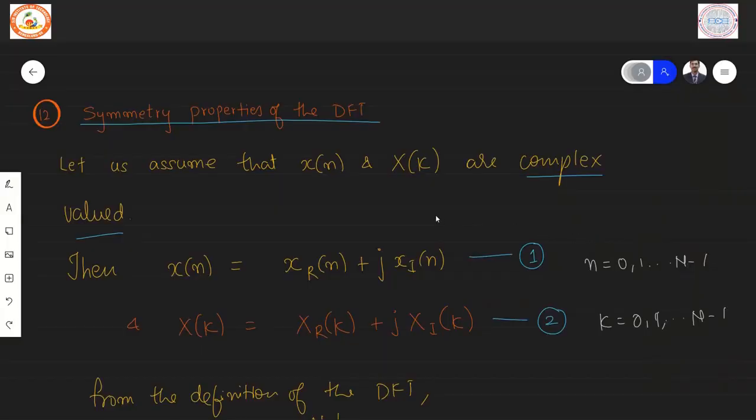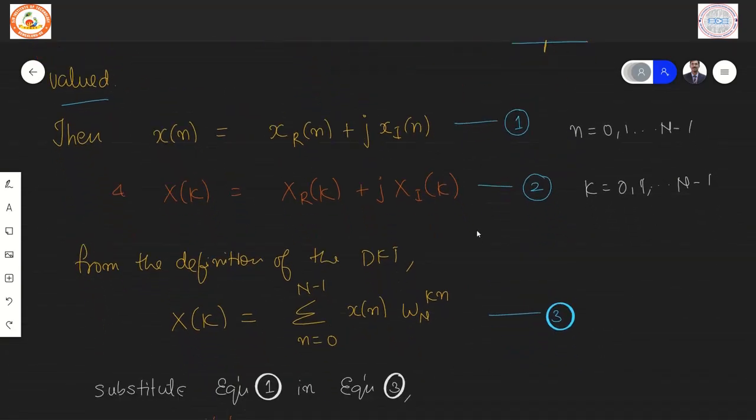Let us discuss the symmetry properties of the DFT. First, we assume that the input x of n and its DFT x of k are both complex valued. Then, we can express x of n as xr of n plus j times xi of n, xr being the real part, xi being the imaginary part. Similarly, x of k is represented as xr of k plus j times xi of k, for n ranging from 0 to N minus 1 and the second equation with k between 0 to N minus 1.